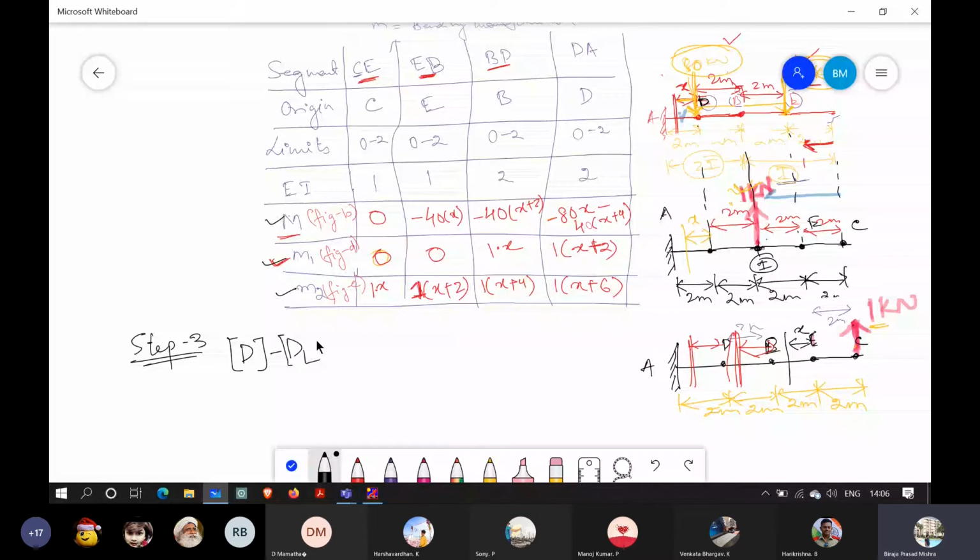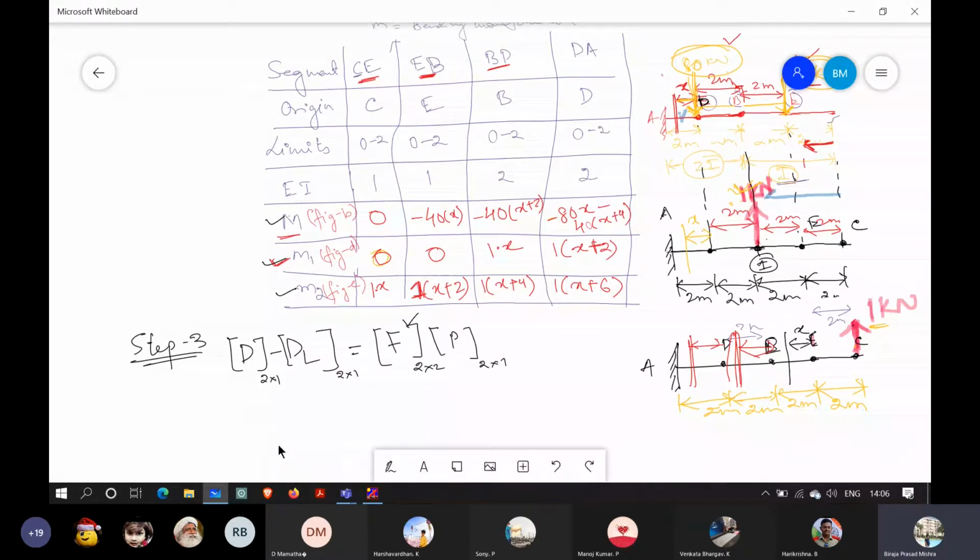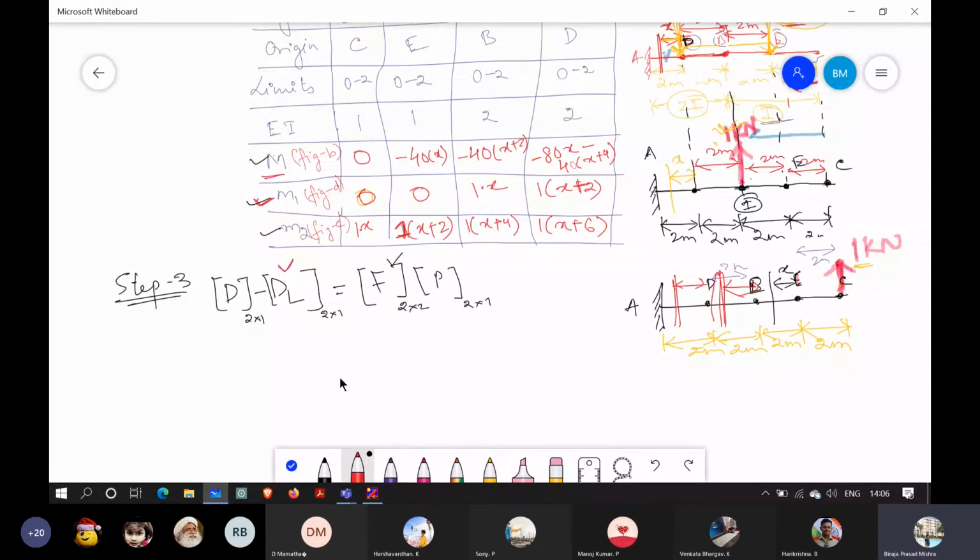So the size of this F, that is the flexibility matrix, I told you earlier, it is 2 cross 2, this is 2 cross 1, this is again 2 cross 1, and this is again 2 cross 1. Since the degree of static indeterminacy is 2, we will be having the dimensions like this. Now the first one is we will determine this DL matrix, that is the displacement matrix due to the externally applied loads.